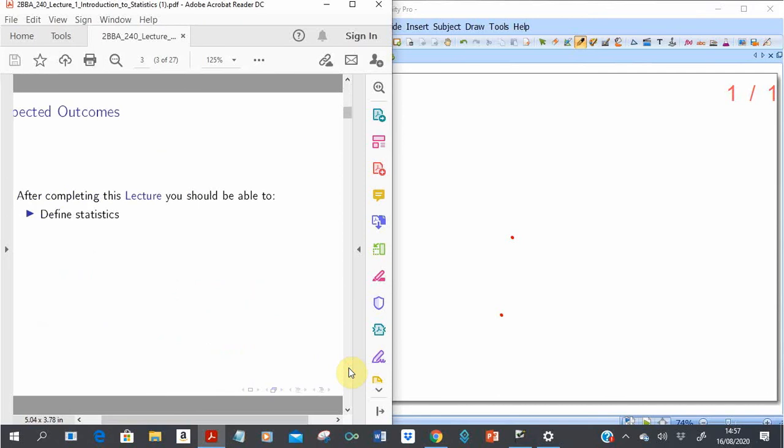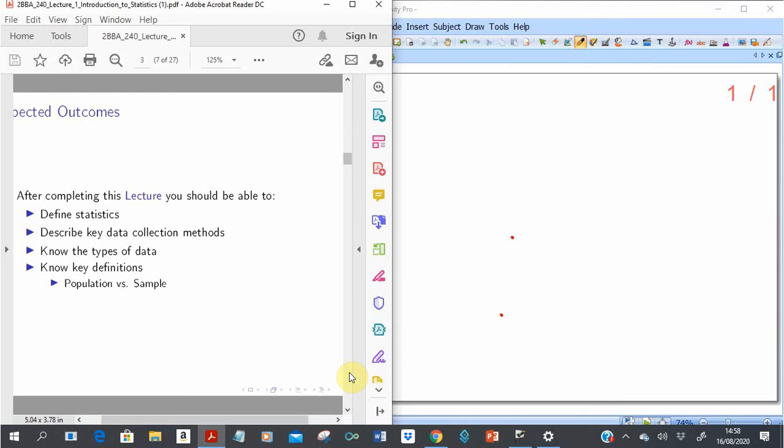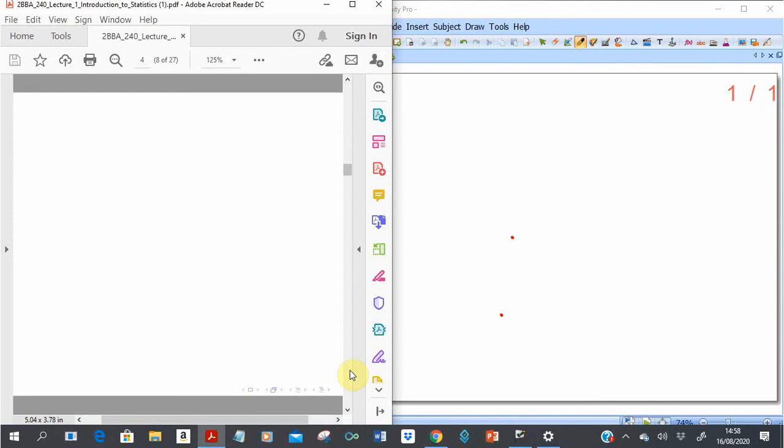The expected outcomes: I expect you to be able to define statistics, describe the key data collection methods, know the types of data, and know key definitions such as population versus sample, and the difference between a variable, a parameter and a statistic. Those are some of the things that I expect you to know at the end of this lecture. It is very nice, and you will enjoy it.